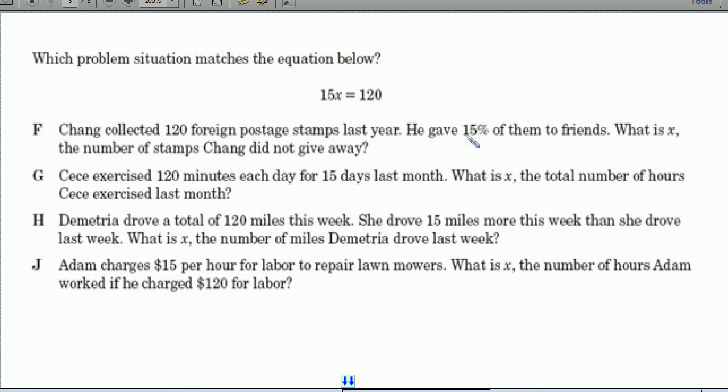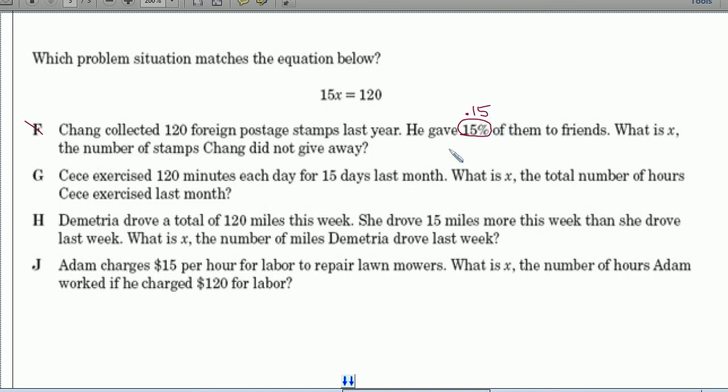Well, the first thing that I notice is it says 15%, right? To find a percent of something, I do have to multiply. I have to multiply by 0.15, or I have to multiply by 15 and then divide by 100 if I'm going to do my proportion box. In this case, we're not dividing by 100, and I'm not multiplying by 0.15. So this cannot be the right answer. Because if we're going to change this to a decimal, it will be 0.15. Then I can multiply that times the X, the number of stamps that he didn't give away.